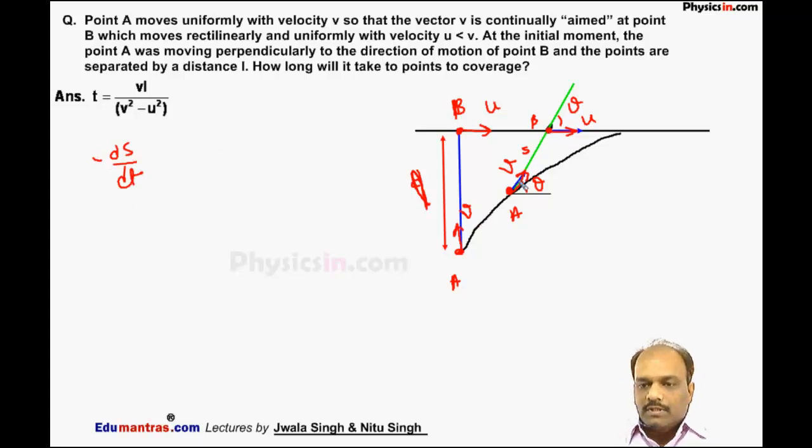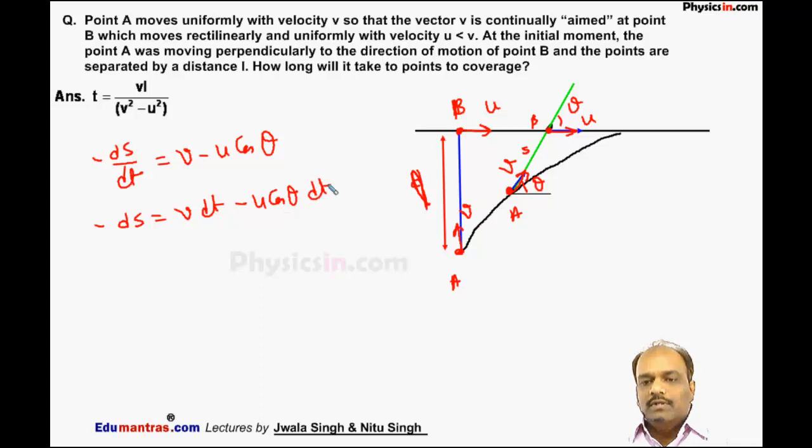If you watch the separation along this line AB, you can say the rate of change of the distance is v minus u cos theta. This theta is variable, v and u are constant. So from here I can write ds is equal to v into dt minus u cos theta into dt. Let t be the time when they will meet here.